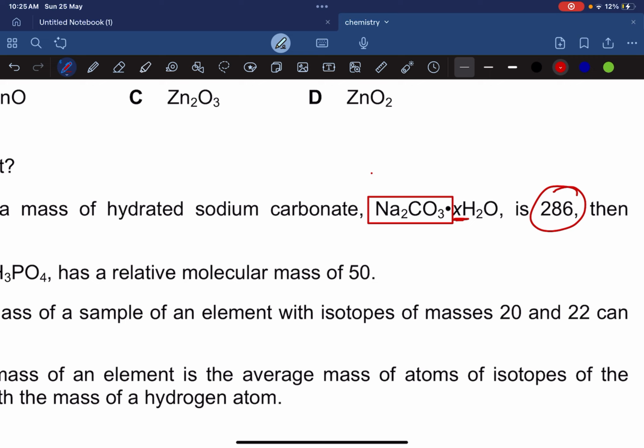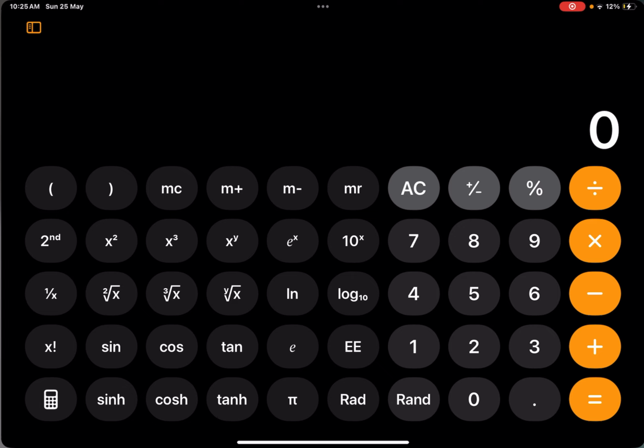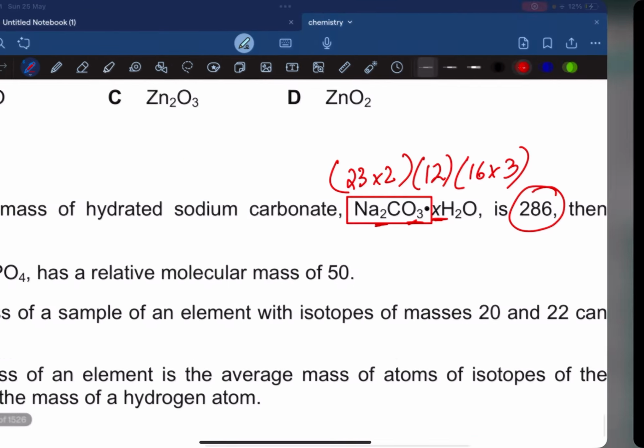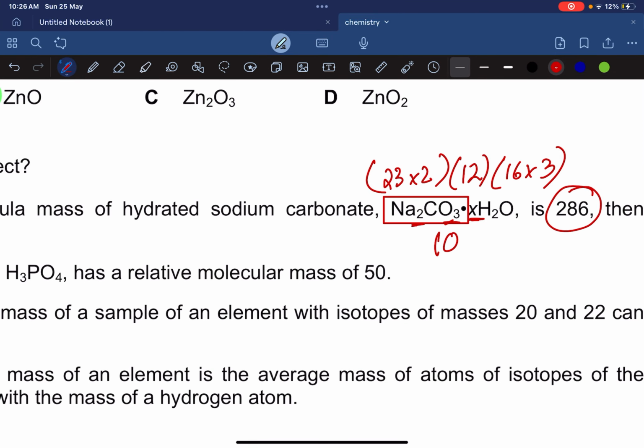For sodium it's 23 times 2, okay? We have 2 sodium. For carbon it's 12. For oxygen it's 16, so 16 times 3. Let's do it on the calculator, which is going to be 23 times 2 plus 12 plus 16 times 3, 106, okay? 106 is going to be for this part. Now this total mass is the mass of this entire thing, okay? This is the total mass for this entire thing.